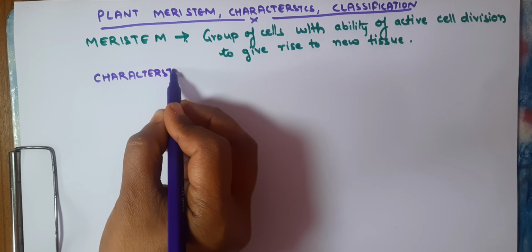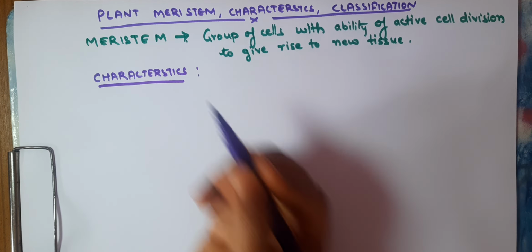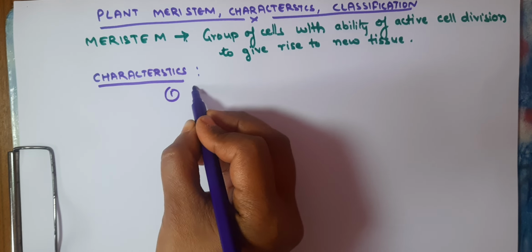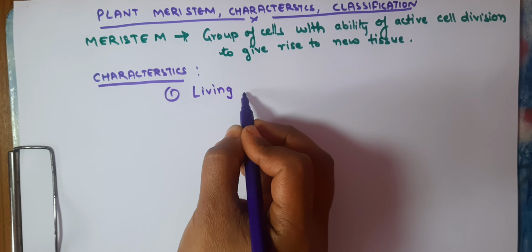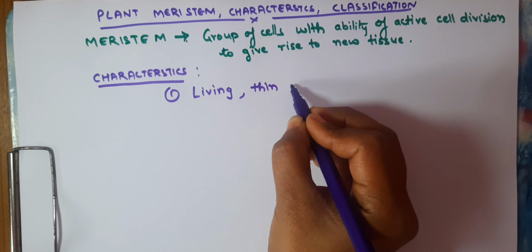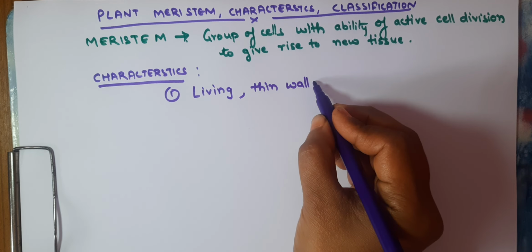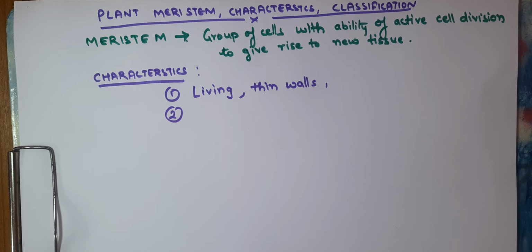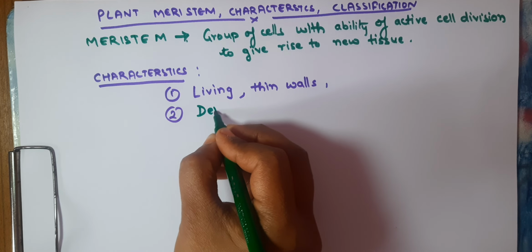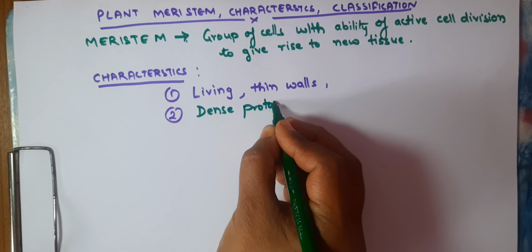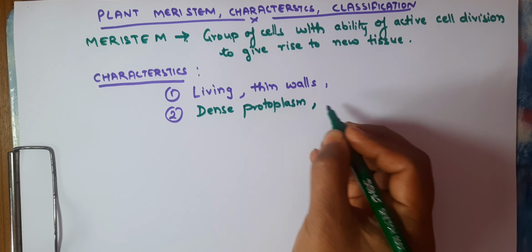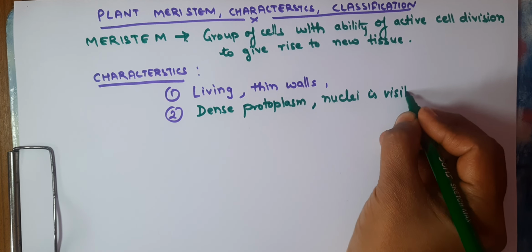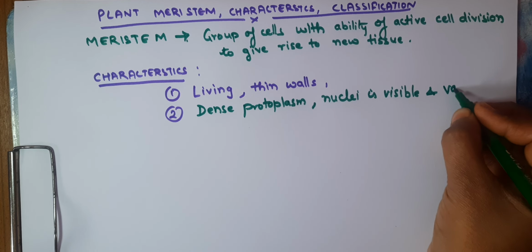So what are the characteristics displayed by the meristem cells? I will discuss that in five steps. First of all, they are living cells, that's why they have the ability to divide. They also have thin walls, that is, they are thin walled cells. The second characteristic is that they possess dense protoplasm. The nuclei is visible and vacuole is present.